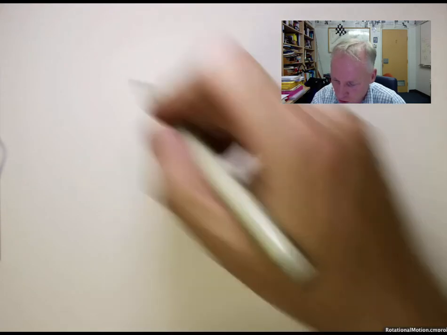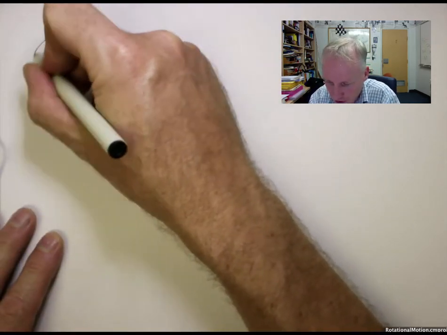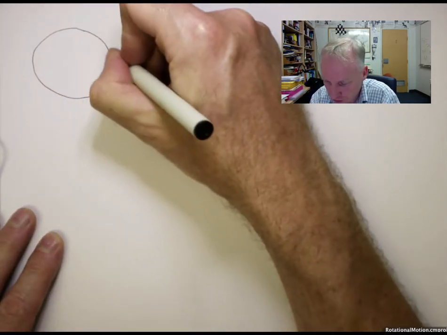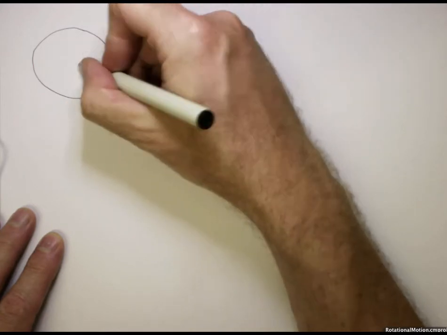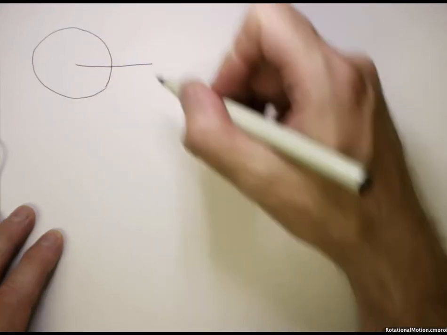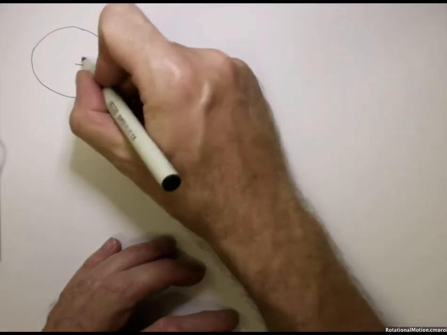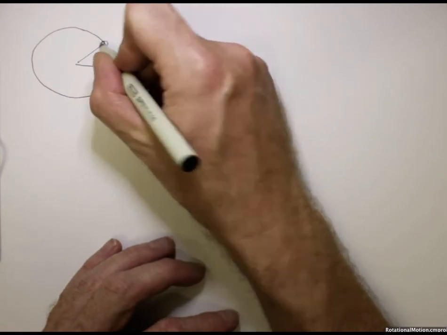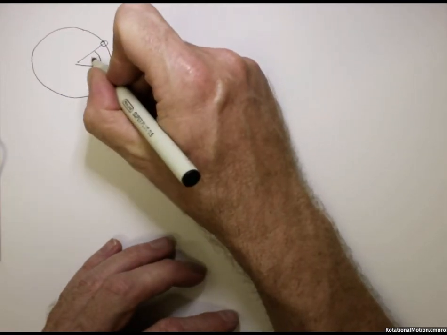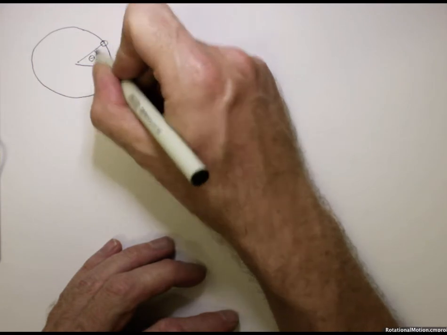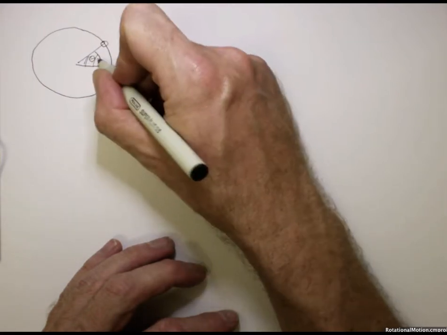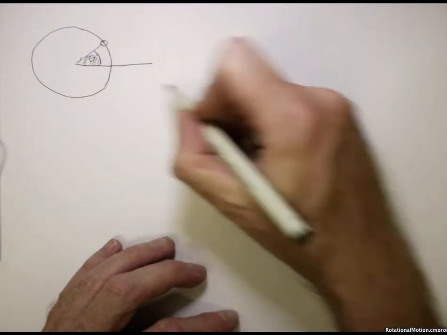Let's look at the vertical circular motion in a different way and describe it in terms of displacement angle, which might be drawn with respect to this reference line here. This is our ball, and we can define a displacement angle theta with respect to our reference line.